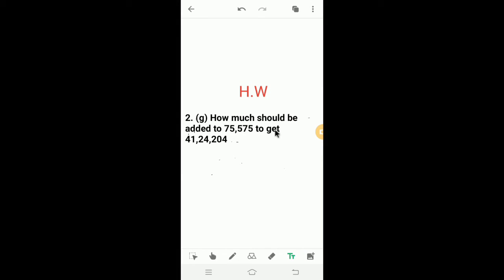Solve. How much should be added to 75,575 to get 41,24,204 in your notebook?